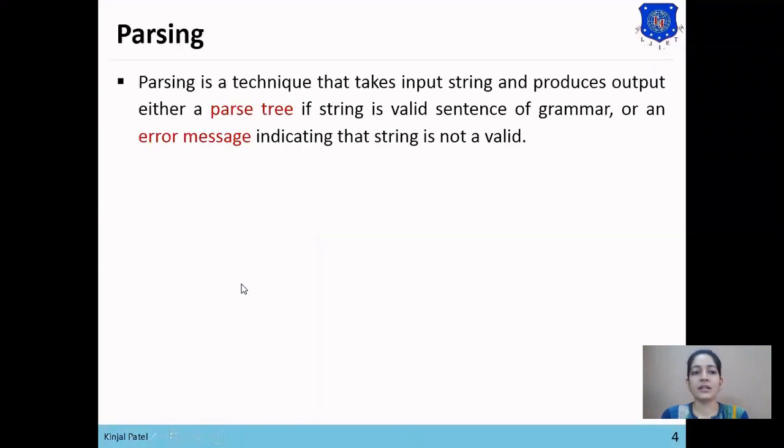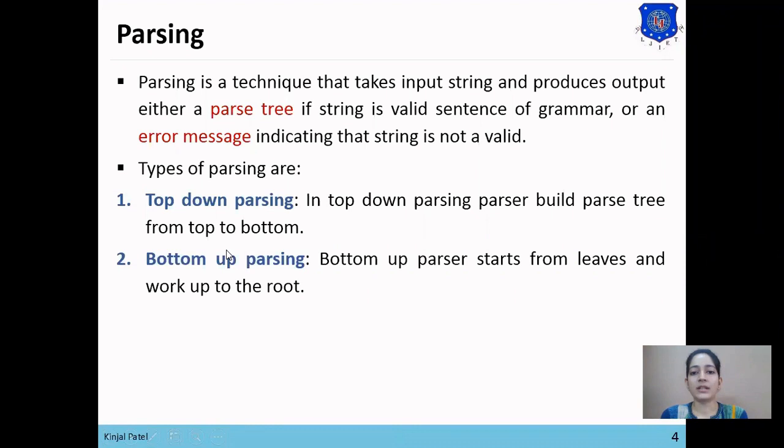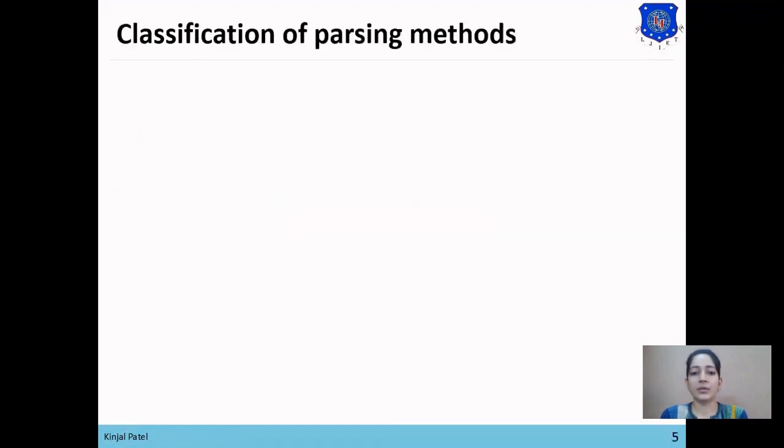First, what is parsing? Parsing is a technique that takes input string and produces output as a parse tree if the string is valid, and it generates an error message if the string is not valid. So there are two types of parsing. First one is top-down parsing. Top-down parsing parses the input string or generates the parse tree from top to bottom. Means it starts with the starting symbol and moves toward the input string. And bottom-up parser starts from leaves and works up to the root. Means it starts from the input string and moves toward the starting symbol.